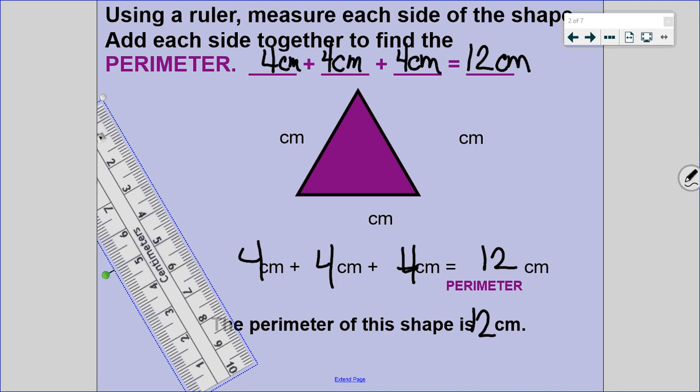Now you'll notice, boys and girls, that we only had 3 numbers to add. Why is that? Because we only had 3 sides to the triangle. So depending on what shape you're finding the perimeter of and measuring would be dependent upon how many numbers you're going to have to add together.